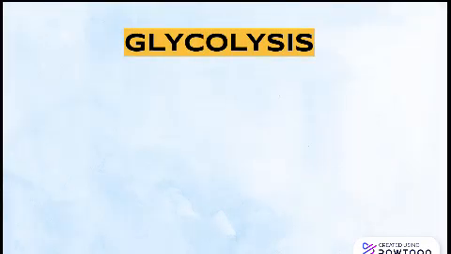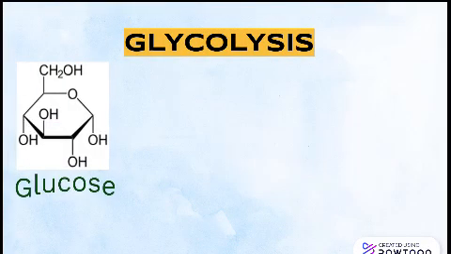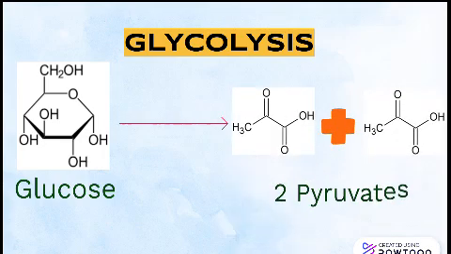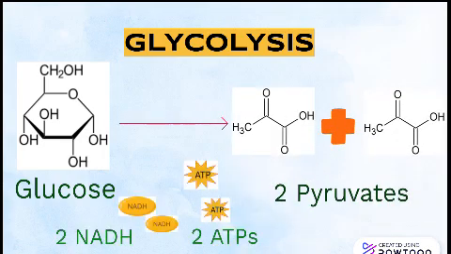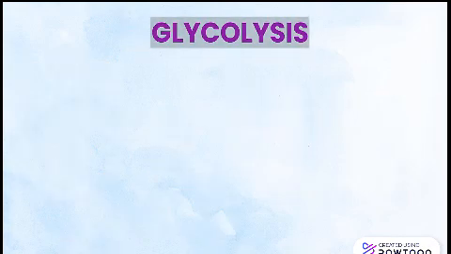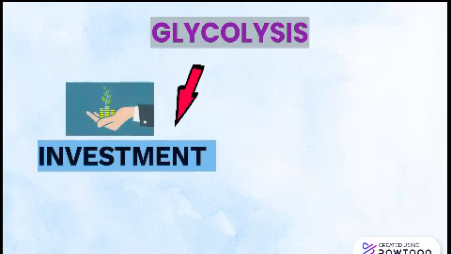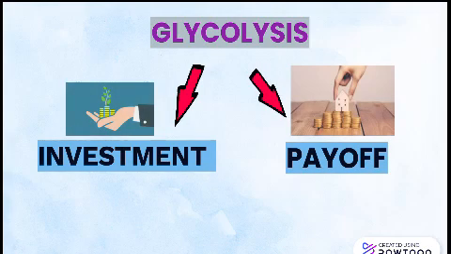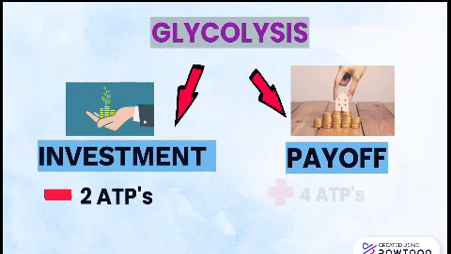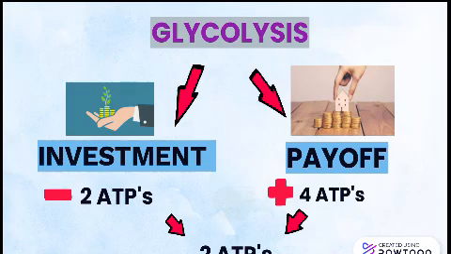Glycolysis is the metabolic pathway that breaks down a glucose molecule into two pyruvate molecules, a process that generates a net of two ATP molecules and two NADH molecules. In glycolysis, there are two phases: the investment and payoff phases. The investment phase is named that way because 2 ATPs are used to invest, then the payoff phase yields 4 ATPs, resulting in a net of 2 ATPs.